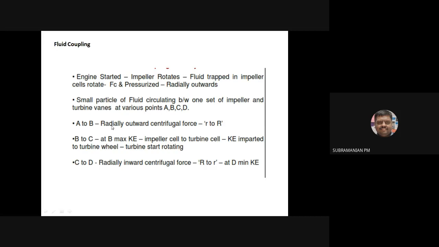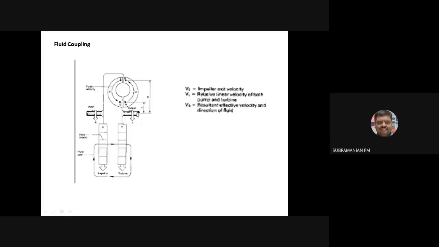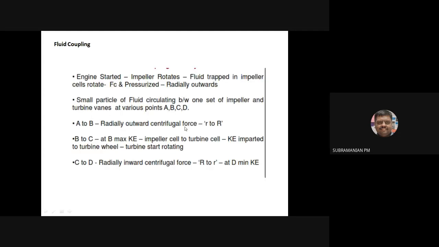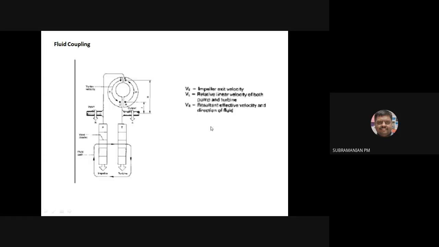So see, A to B radially outward. Last class I explained to you that A to B is radially outward. My radius is getting increased. With respect to the transmission shaft, this one is small r, whereas this one is capital R. So my radius is getting increased, and you can see the centrifugal force is radially outward. So where I will have the maximum kinetic energy, I will have it at B.